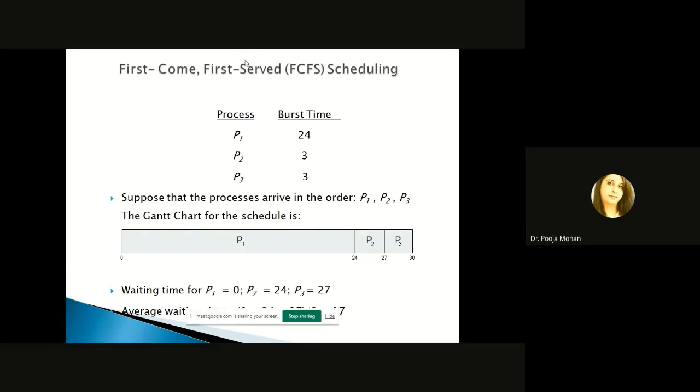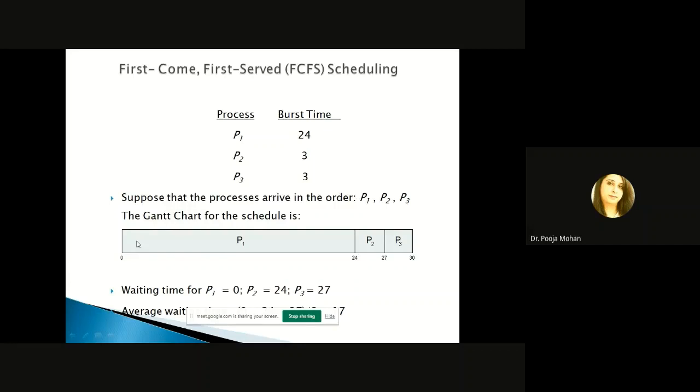Basically, this is an example in which we have given three processes P1, P2, and P3 with their burst time. Burst time means the CPU time required by these three processes to complete their execution. Suppose this is the order in which these processes arrive: P1, P2, and then P3. In this algorithm, we have to form this kind of chart. This is called a Gantt chart. In a Gantt chart, we allocate the processes according to their arrival time.